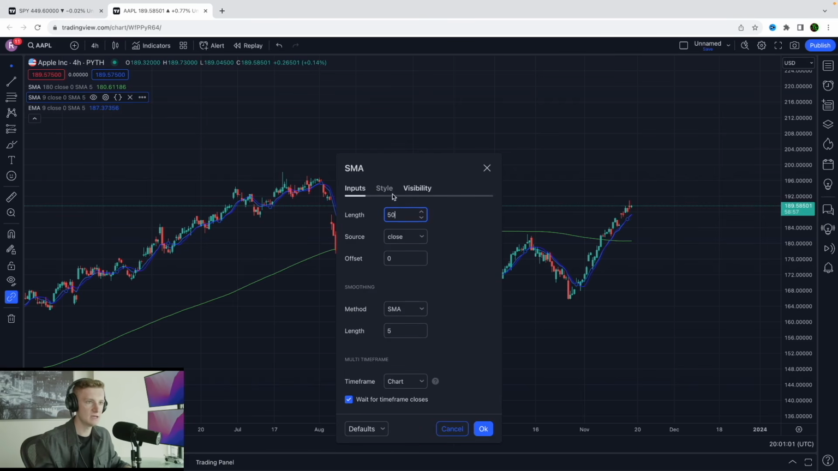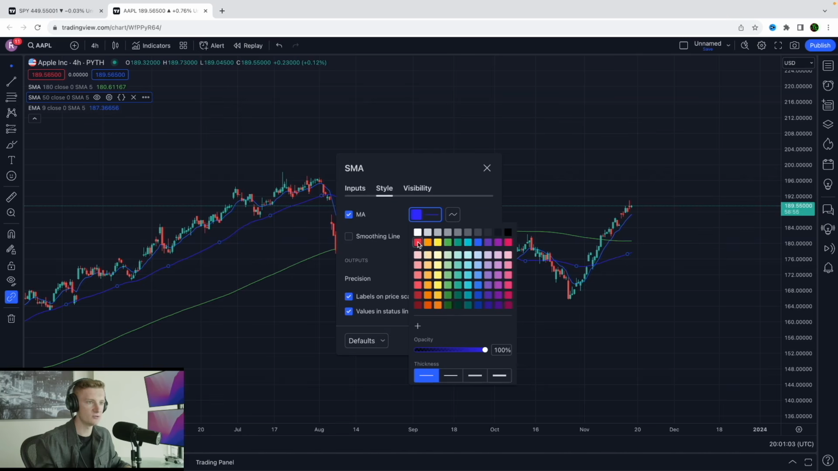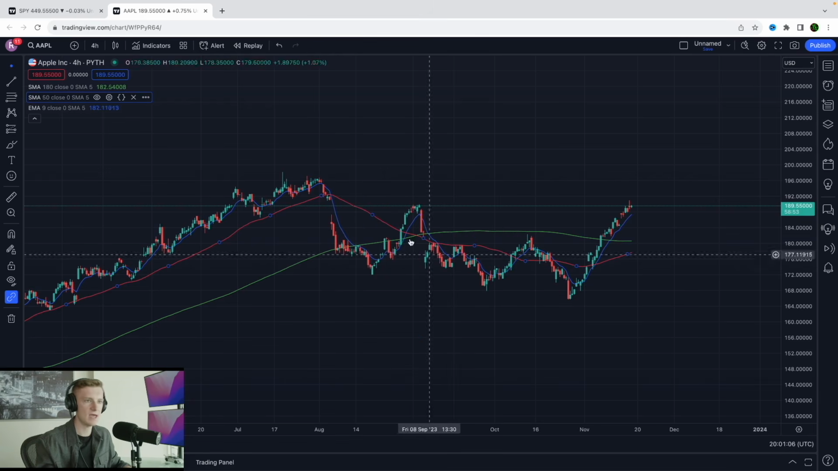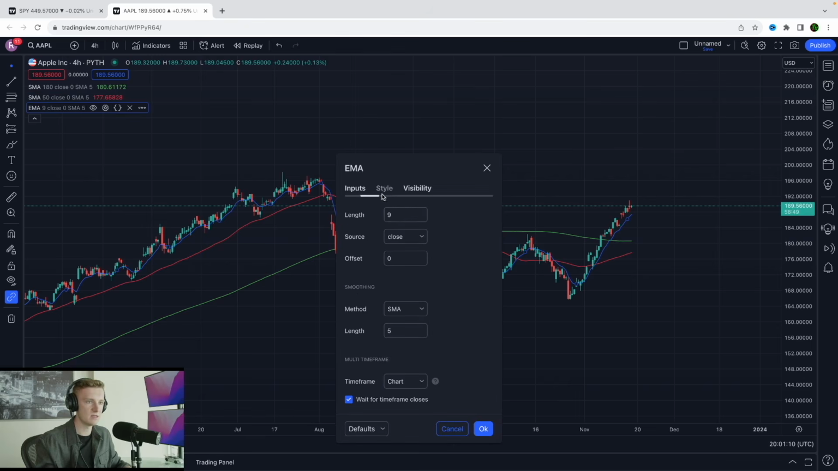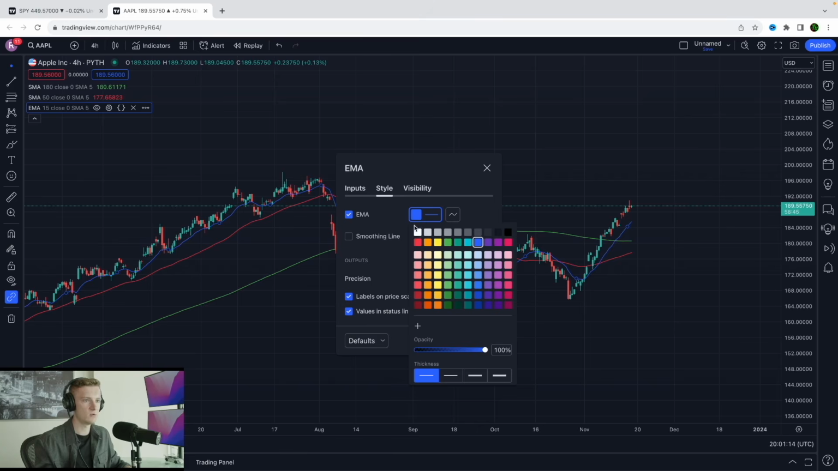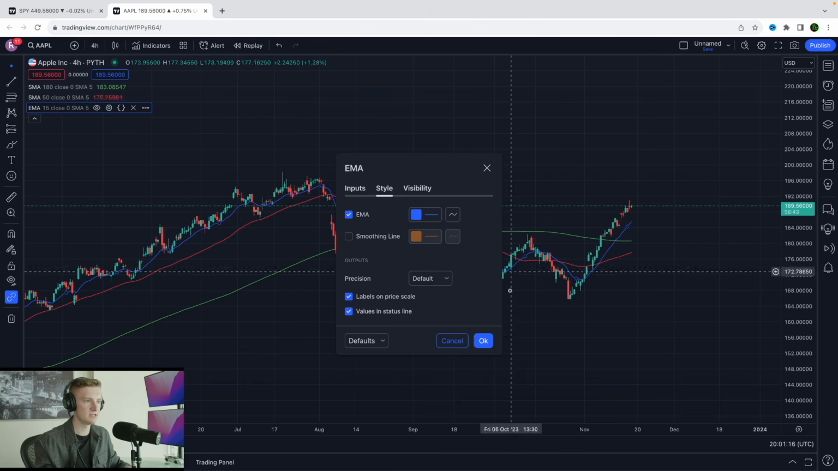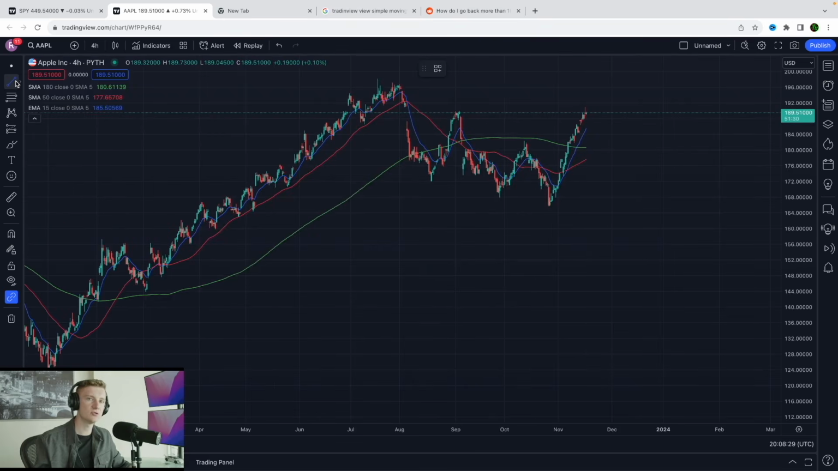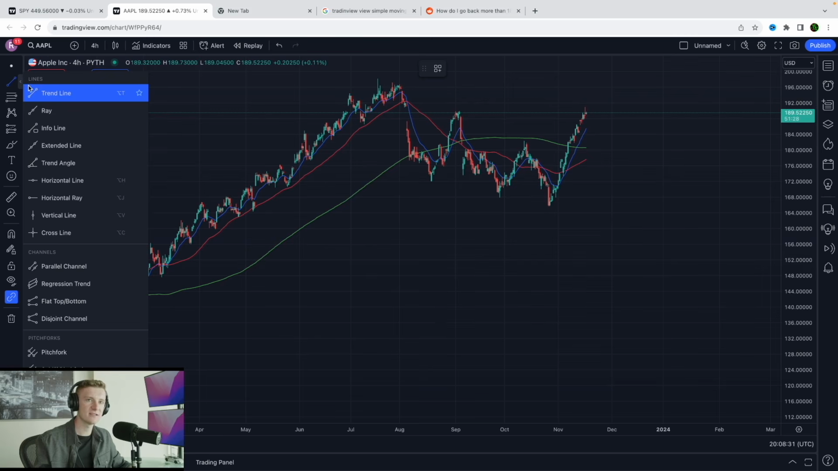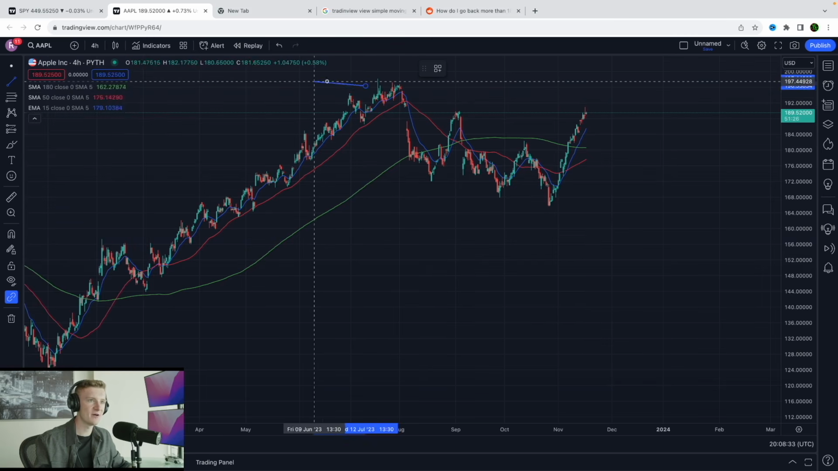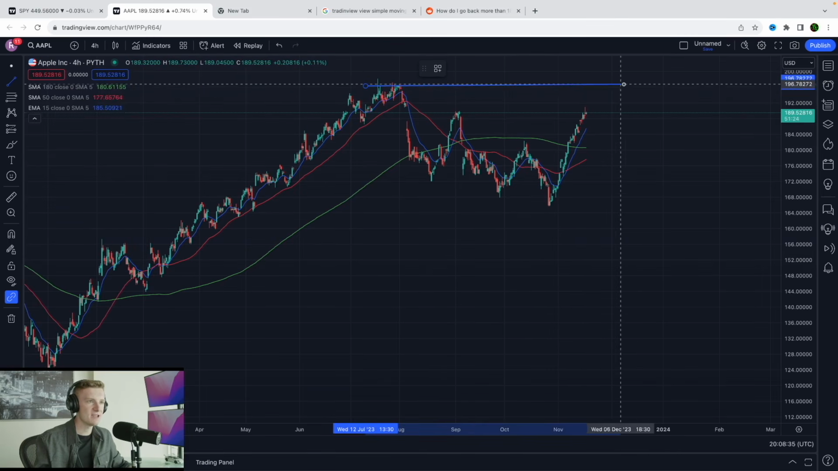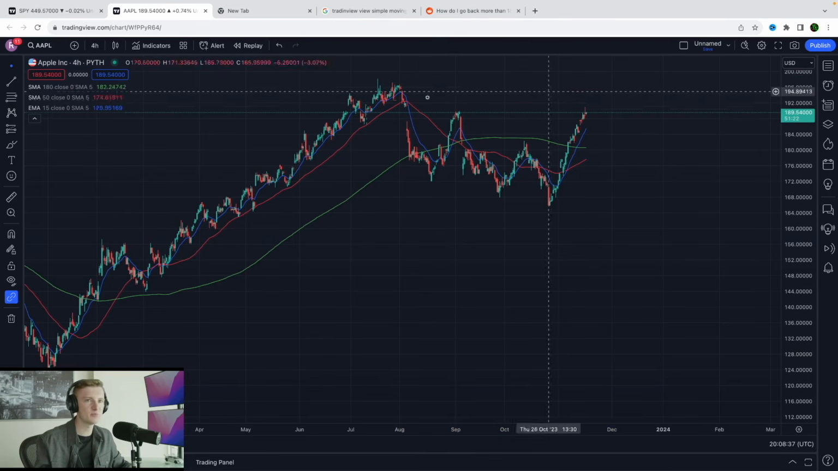Okay, 50 style, change that to red. Nice. Okay, and then lastly, the EMA. This is going to be the 15-day EMA. All right. Then I will leave the color default to blue. Now, when it comes to drawing our trend lines, just click on this little icon, trend line, and there you go. You're able to draw out those support and resistance lines we will need.